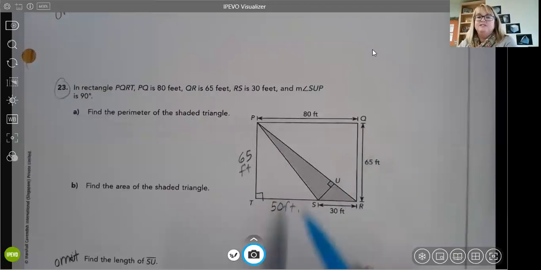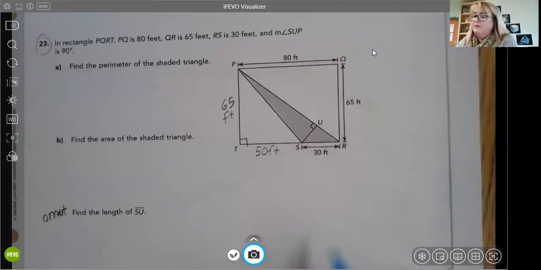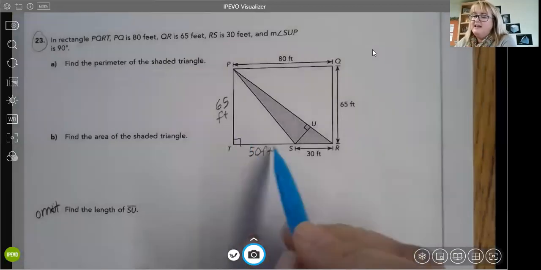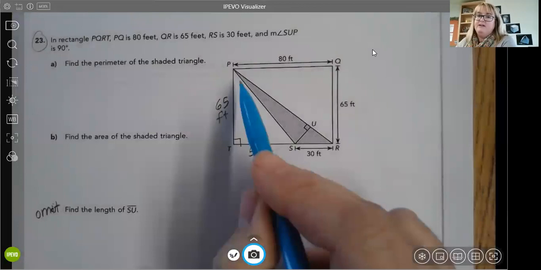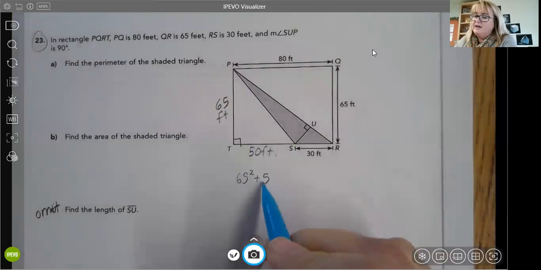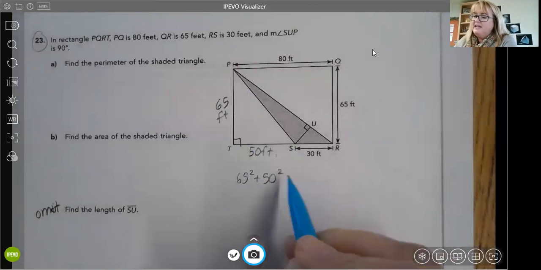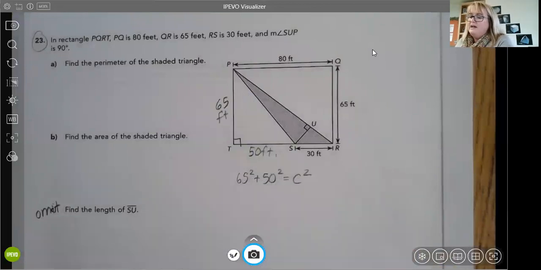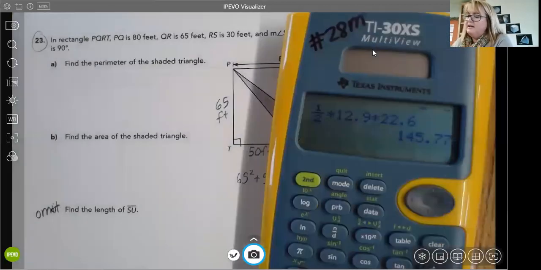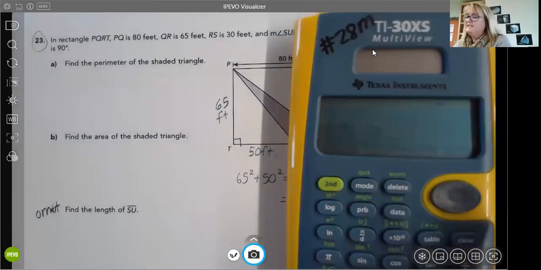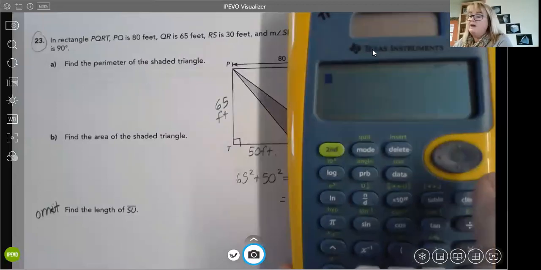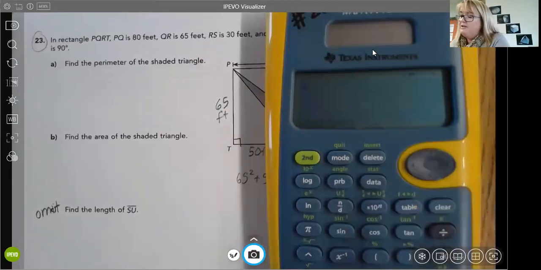So I'm going to do most of my work down here because I've got a lot of work to do. All right, so this and this, they are both legs. Our unknown is the hypotenuse. So we are going to say 65 squared plus 50 squared equals c squared. Now, one thing you can do if you've got your calculator is, I've been doing it one step at a time, but we can combine steps. We can put 65 squared plus 50 squared in the calculator. So I'm going to do that.